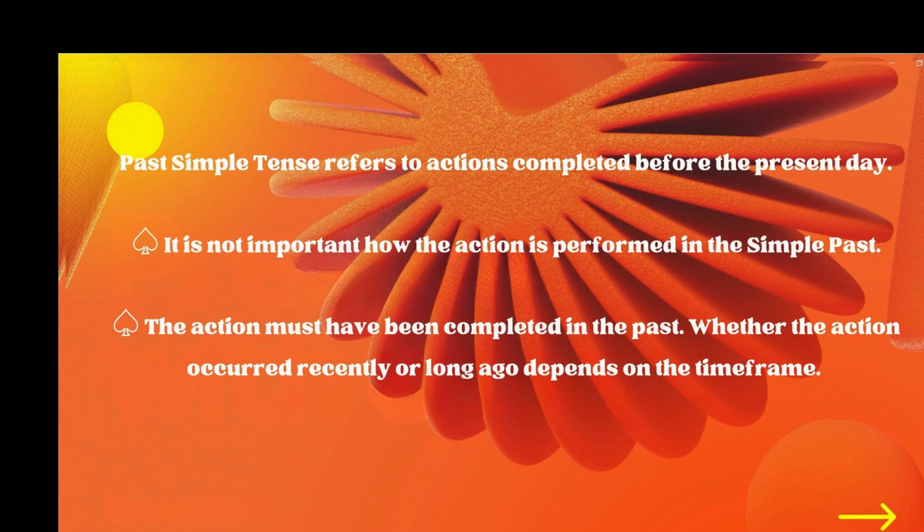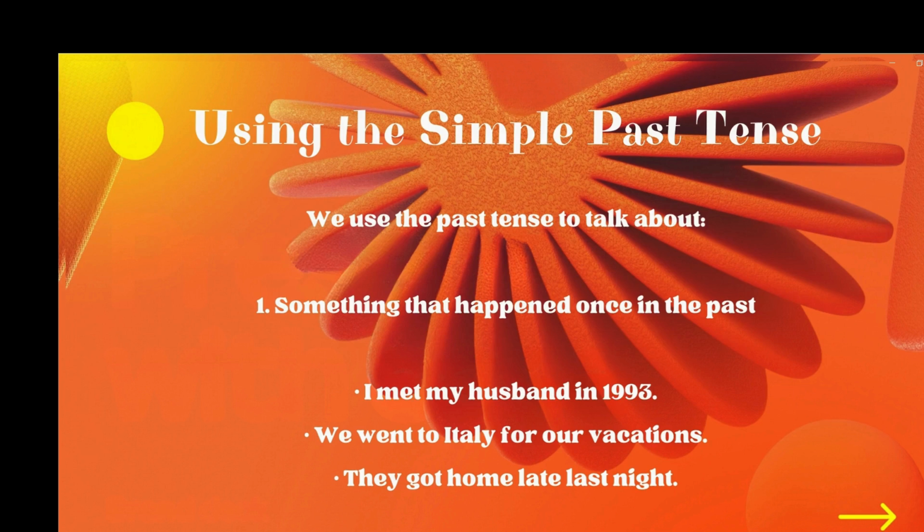It is not important how the action is performed in the simple past. The action must have been completed in the past. Whether the action occurred recently or long ago depends on the time frame. We use the simple past tense to talk about something that happened once in the past.